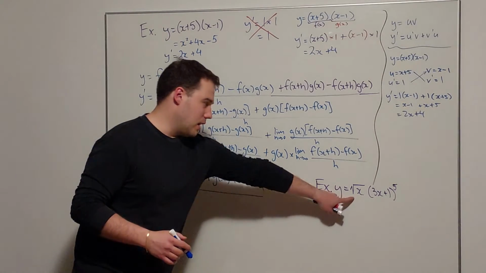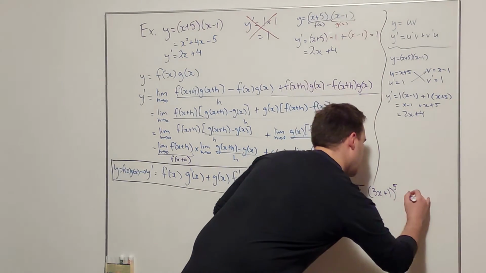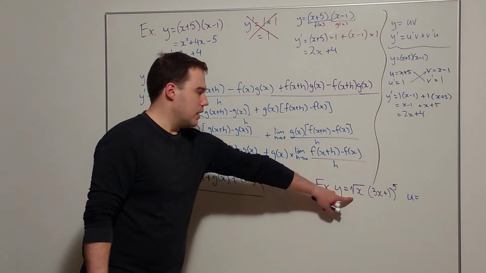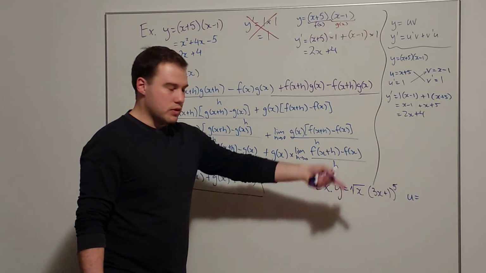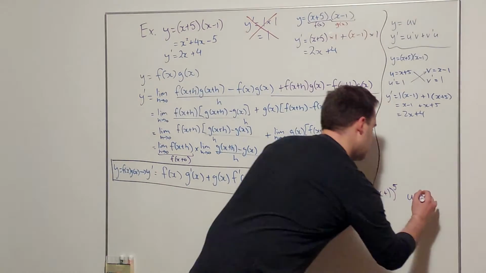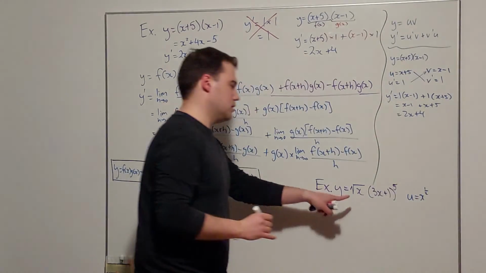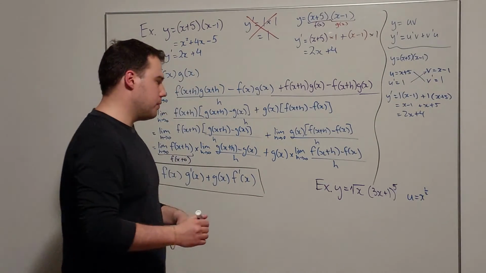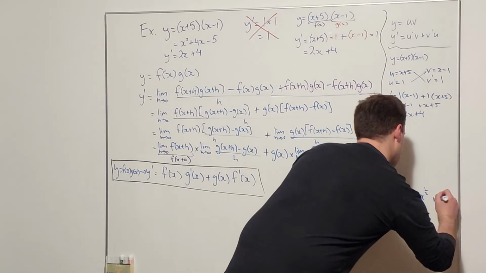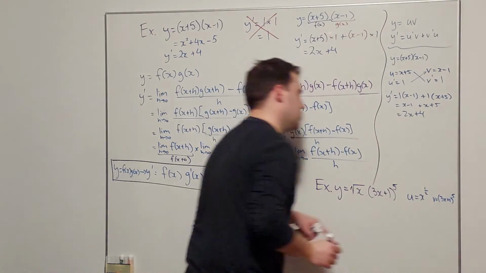Okay, so we've got our first guy over here, root x. Because I know I'm going to have to turn this into a power, as I write this over here I'd normally write root x with the power, because now that's set up to use the power rule. And v is going to be this one, 3x plus 1 to the 5.